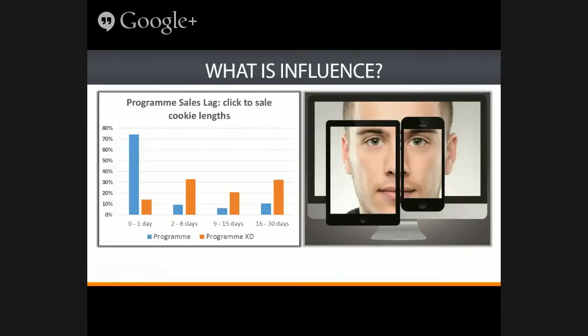Now, in the graph on the left-hand side, you can see in the blue column that we have around about 70% of our sales from one program where it's coming through a single device that convert in a single day. However, when we look at that same program and assess cross-device sales, we can see that 3 times as many sales converted in week 3 and 4 of a cookie being dropped than in the first day.